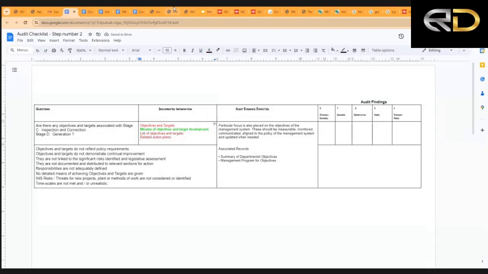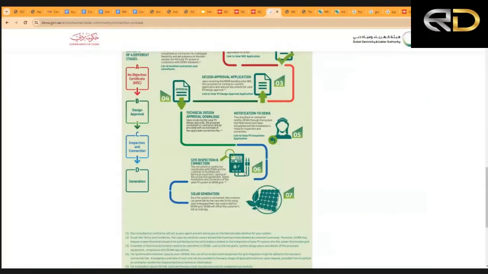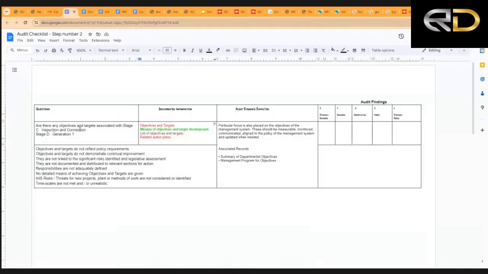And then after that, I'm going to request the head of department, or the people who are responsible for step number 6 and solar generation. And then I'm just going to look for awareness. I need now to know them.